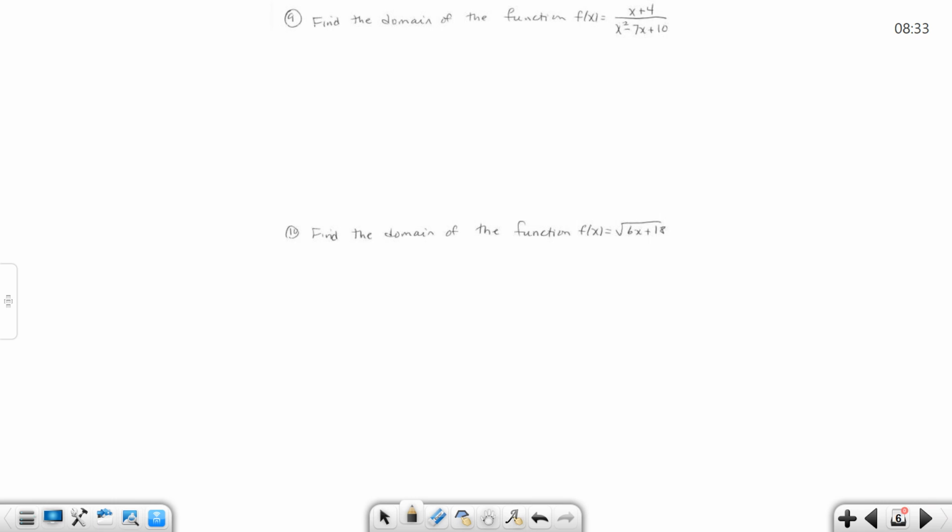Domain is the set of x's you can plug into a function and get an answer out. So what we do to find our domain is find our trouble spots. So what do we have trouble with in a fraction? Well, we have trouble if the denominator is 0. So we want to figure out what makes the bottom 0.